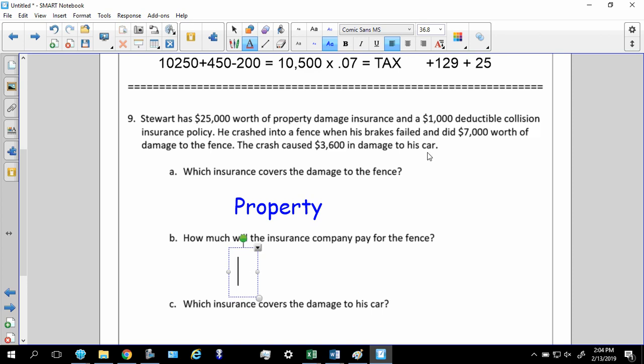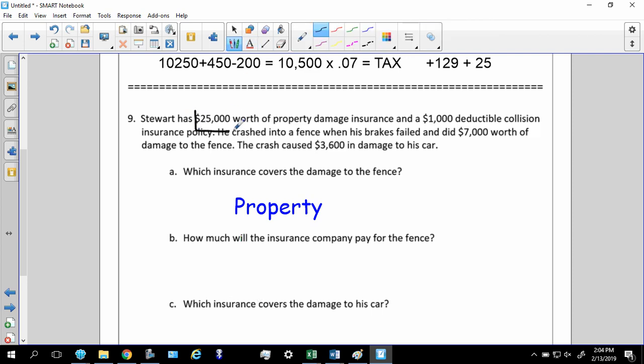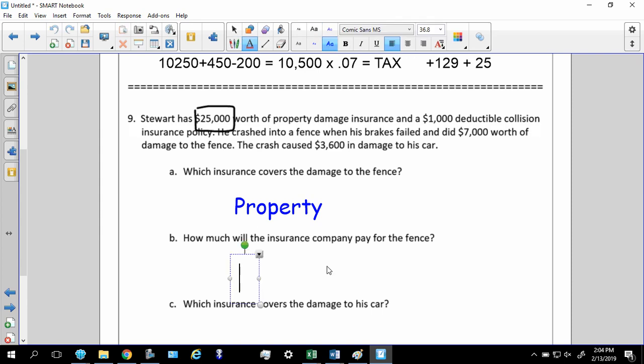The fence is $7,000. Well, they have property coverage. The insurance says you've got $25,000 that I'll cover, so anything less than that will cover it all. So $7,000 is what the insurance company is going to pay for the fence.